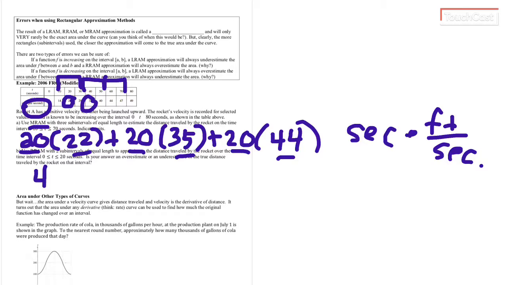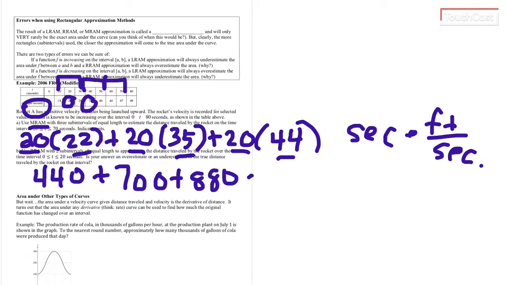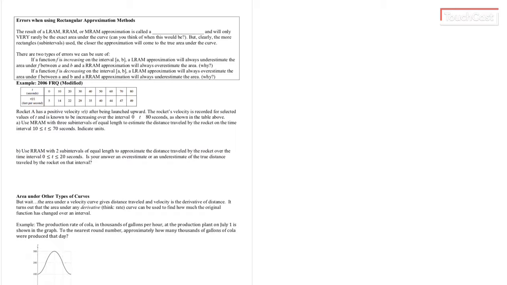This is going to be 440 plus 700 plus 880, which is, does it end up being 2020? Seconds times feet per second is feet. So you can see we're going to ask the same kind of question, use the same kind of table. They might ask for a different type of rectangle. So let's clear this out.